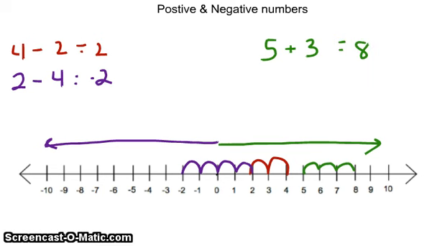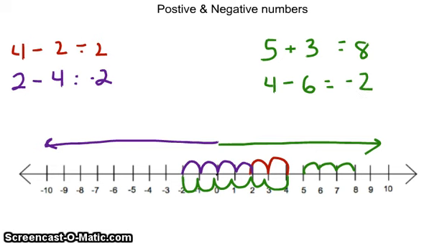On the other hand, if we started out at 4 and go -6, 1, 2, 3, 4, 5, 6, we end up at -2.